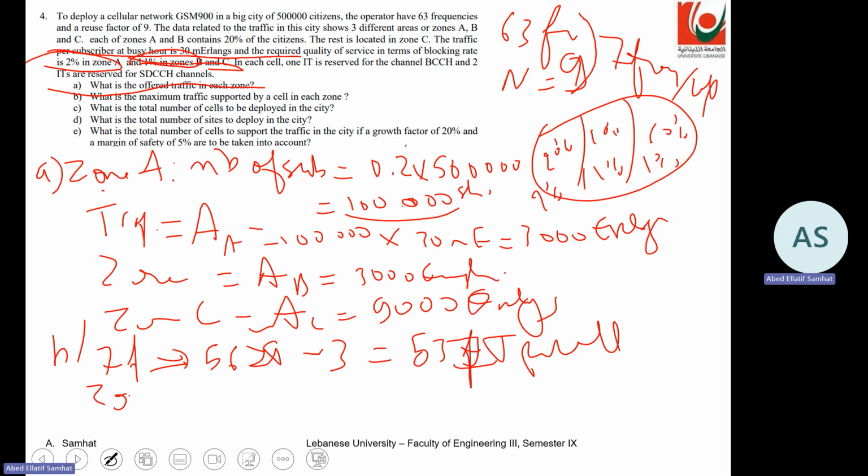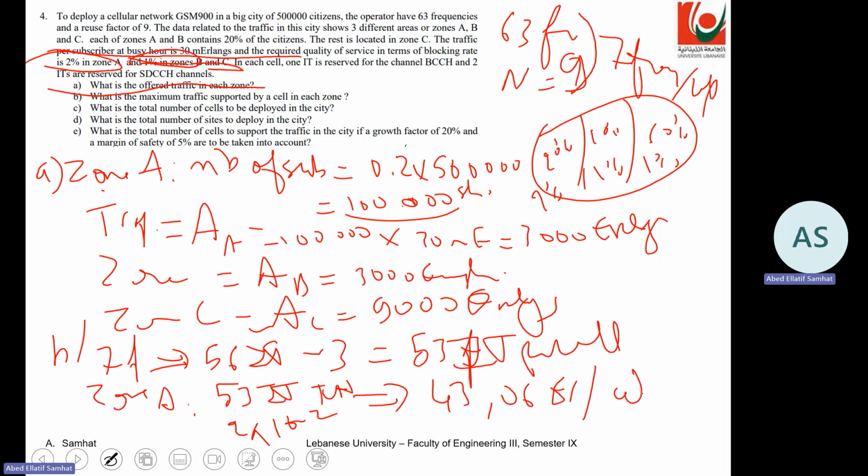In zone A, 53 TS, which are the 53 physical TCH channels, with a blocking probability of 2 times 10 to the power minus 2. In this case, we are able to support 43.06 erlang per cell. We can find this number from the table.